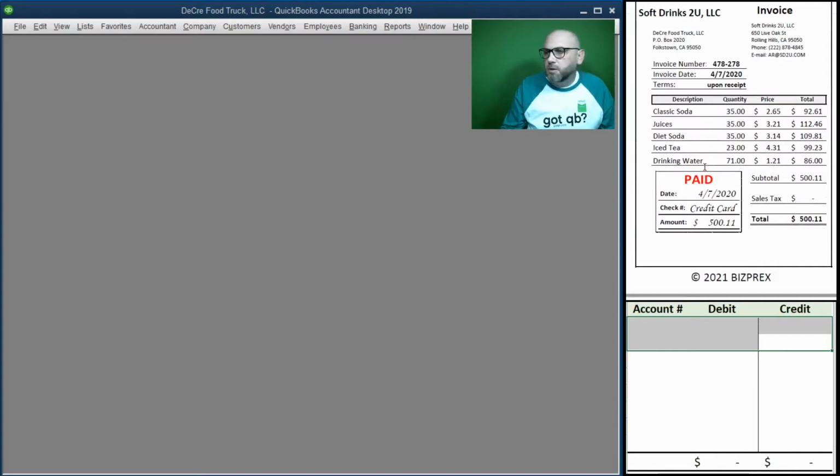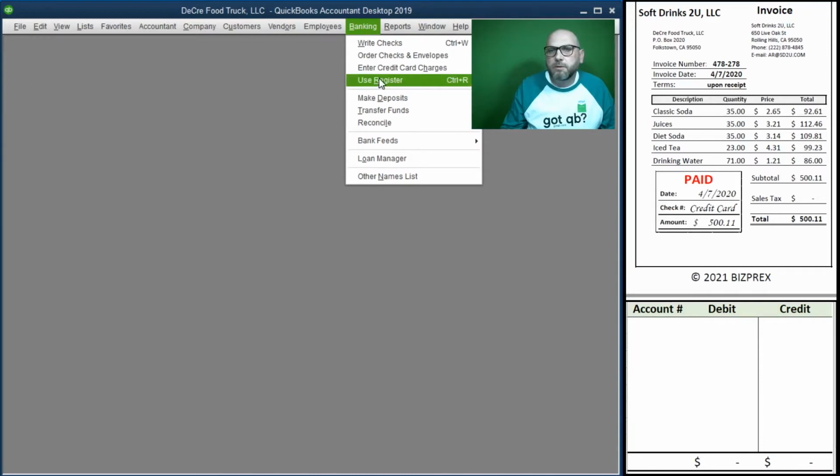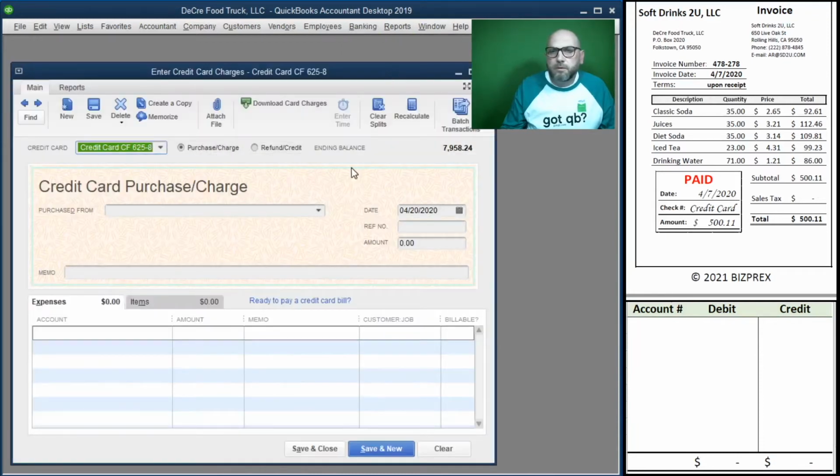Okay, our next one is paid by credit card. So we're going to go banking, enter credit card charges. Oops. Let's go ahead and enter it right here. Our amount is, all right. What is that? That's our drinks, right? So that's our drinks. We're good to go.